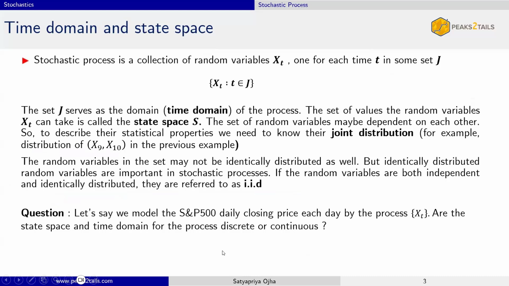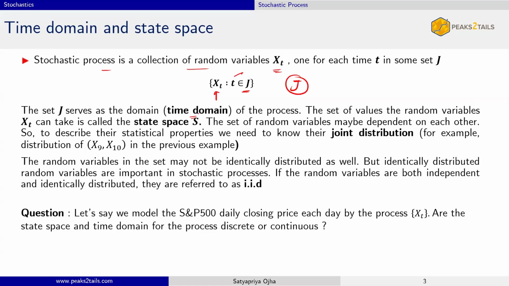Now let's talk about time domain and state space. All right. So we described a stochastic process. Stochastic process is a collection of random variables. Now we can write it like this. This is a collection of random variables where the time t belongs to a set J. J is called the time domain. Look at this from a function perspective. For every function, we have a domain and a range, right? Domain is where the function is defined, and for every point in the domain, which is the input, you have an output, and all the outputs are collectively called the range.